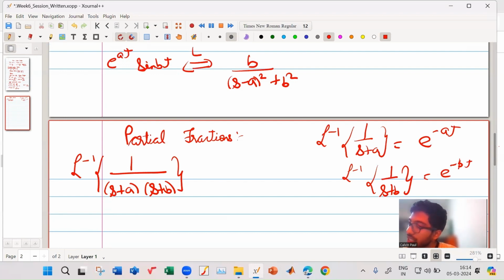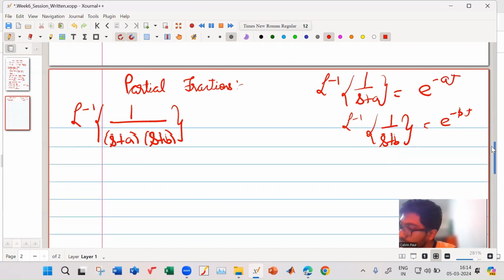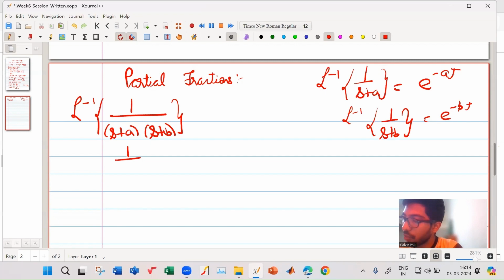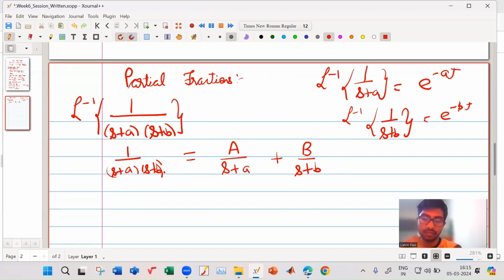So we want it to be in this form of 1 upon s plus a and 1 upon s plus b. So what do we do in such cases? We have 1 upon s plus a into s plus b. According to the theory of partial fractions, we can write it in the form capital A upon s plus a plus capital B upon s plus b. So now what is unknown to us over here? Capital A and capital B, right?